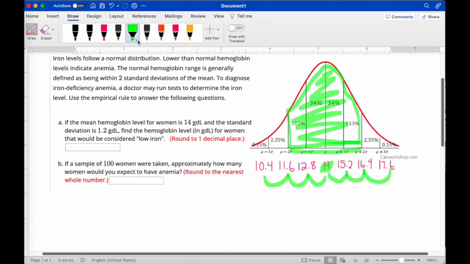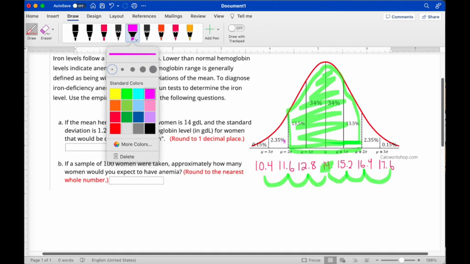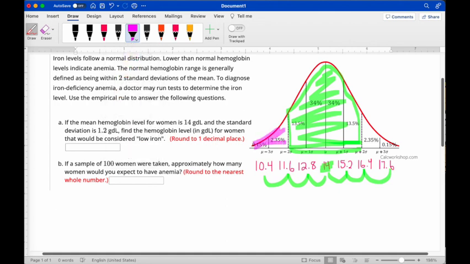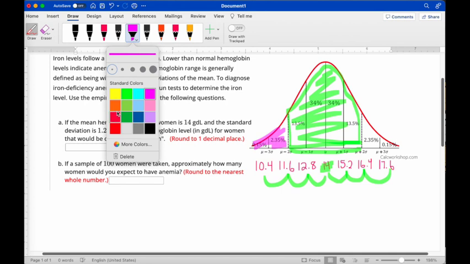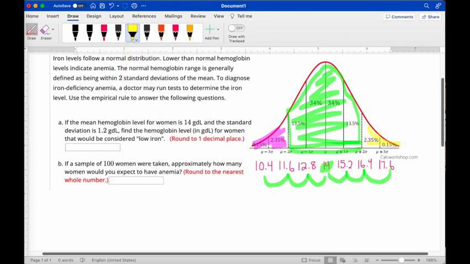Down here, let me change colors. Down here would be low iron. And then let's use a different color. Let's use yellow. And up here would be high iron. The question is asking for the hemoglobin level for women that would be considered low iron.